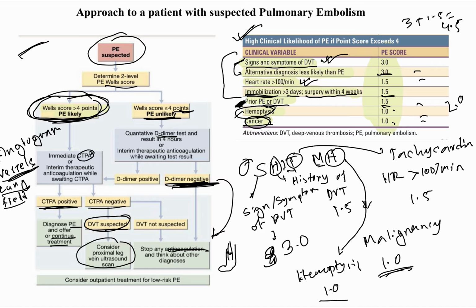But if the D-dimer result is positive, then we have to consider pulmonary embolism again, and then we have to approach like we did before when the Wells score was more than 4, and we have to do the CTPA. We have to wait for the CTPA result. Then if the CTPA is positive, we have to start treatment for pulmonary embolism. If the CTPA is negative, we have to consider looking for deep vein thrombosis and continue treatment for that.